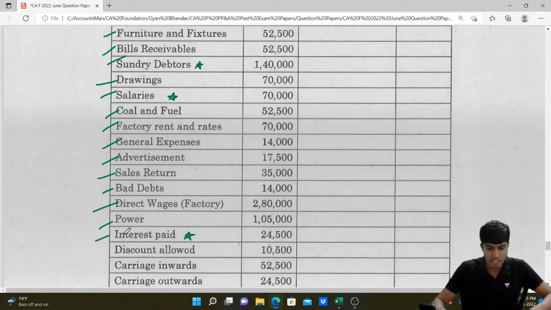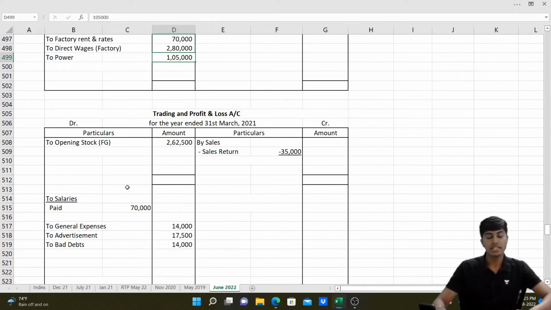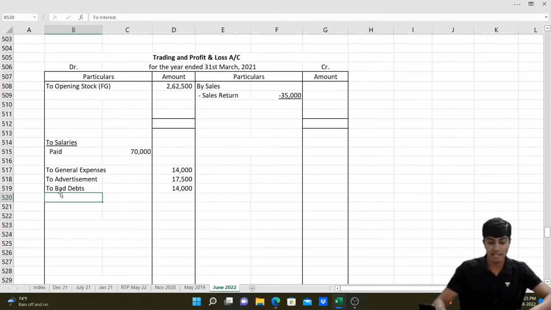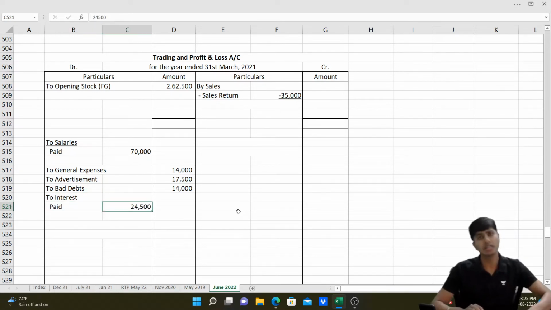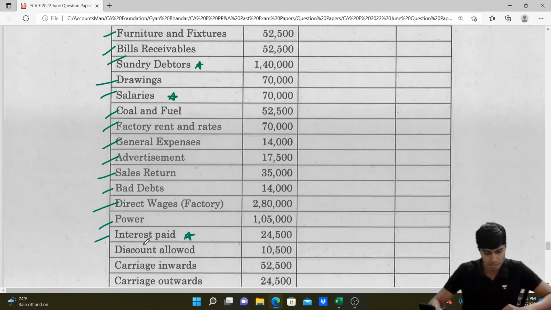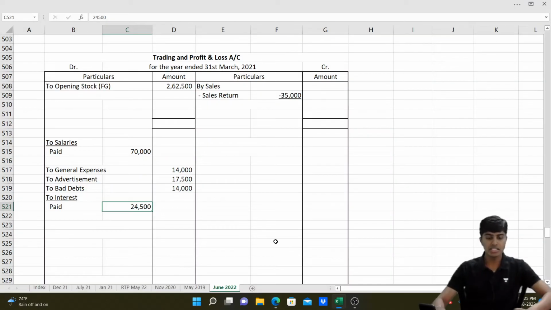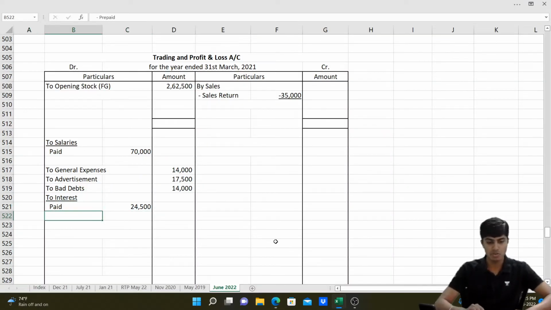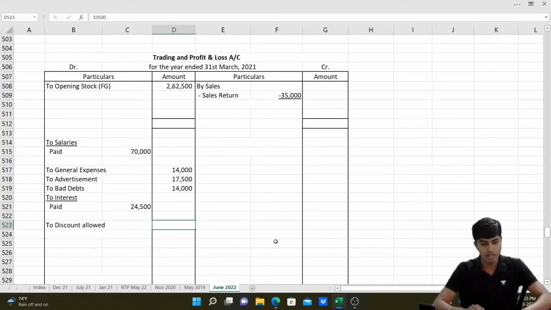Then we have interest paid 24,500. This interest paid is expense. I'll write in P&L account but not in the outer column because it has adjustment. We'll adjust it and then post the amount outer column. Right now I'll write that what is paid is 24,500. Discount allowed is 10,500. This discount allowed being indirect expense will write it in P&L account debit 10,500 without any adjustments to the outer column.